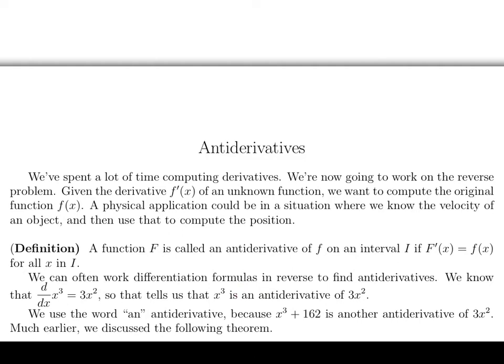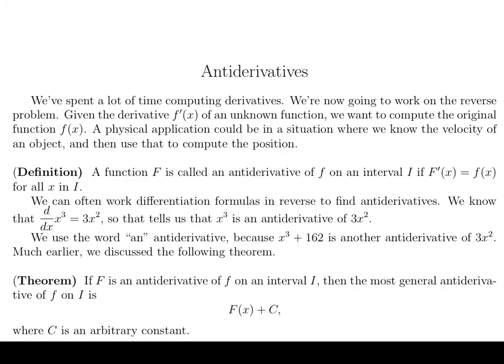Now, quite a while ago, we actually discussed the following theorem. We actually said that if big F is an antiderivative of little f on some interval I, then the most general antiderivative of little f is big F of x plus c, and c is just some arbitrary constant. So that's how we can find the most general antiderivative. That is to say, every antiderivative of little f will look like this.